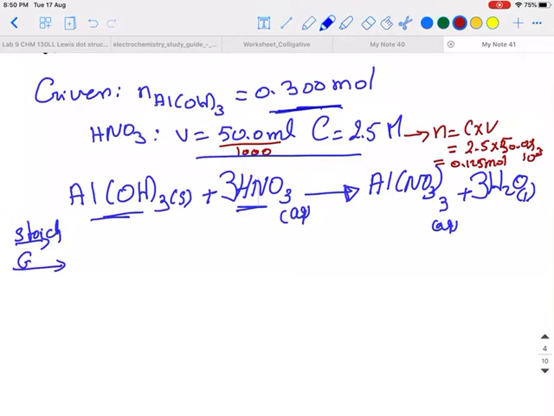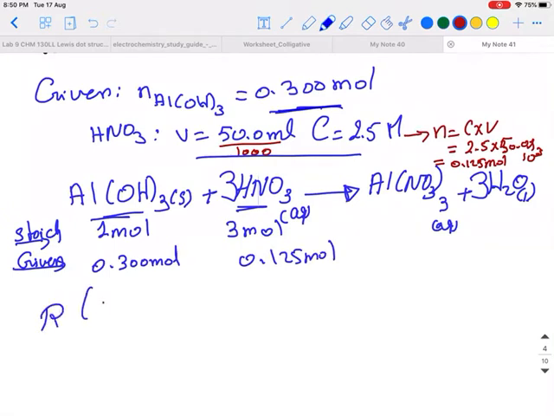Now let me write in the equation the moles and find their ratios as a second step. The first line always according to Stoich, which is the ratio of the equation, and the second is the given, the one he gave to me. According to Stoich, we have the ratio 1 mole of aluminium hydroxide corresponds to 3 mole of nitric acid. The given here we have 0.3 moles of aluminium hydroxide, and here 0.125 mole.